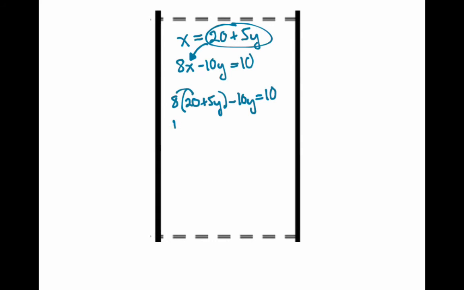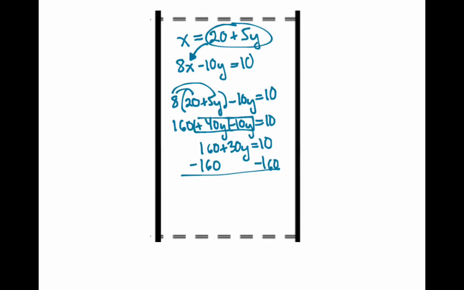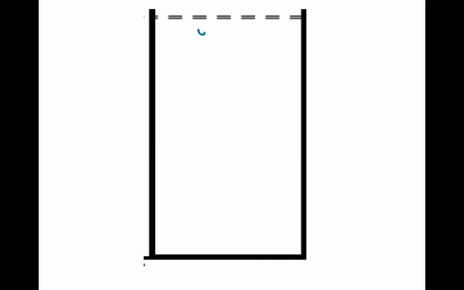Distribute out. 8 times 20 is 160. 8 times 5y is 40y. Copy the rest of my equation. Combine my like terms. 160 plus 30y equals 10. And solve for y. Subtract 160 from both sides. Gives me 30y equals negative 150. Divide both sides by 30. I get y equals negative 5. So I have my y. I have an actual number for y. Okay, what am I going to do next?